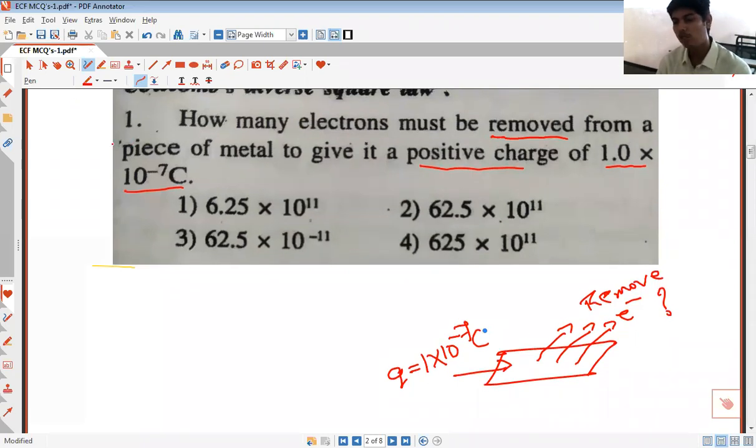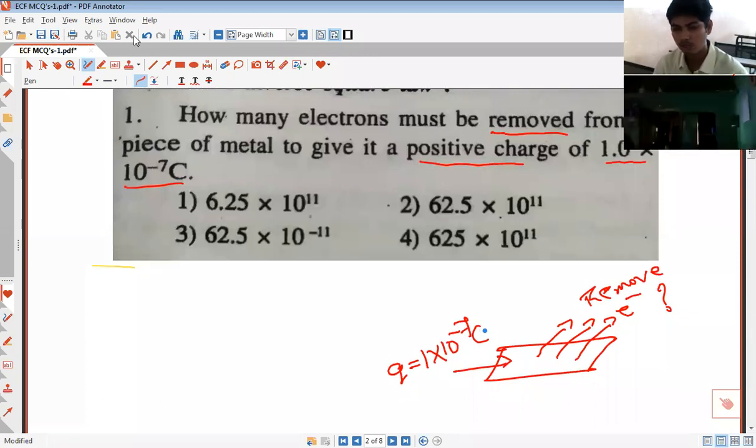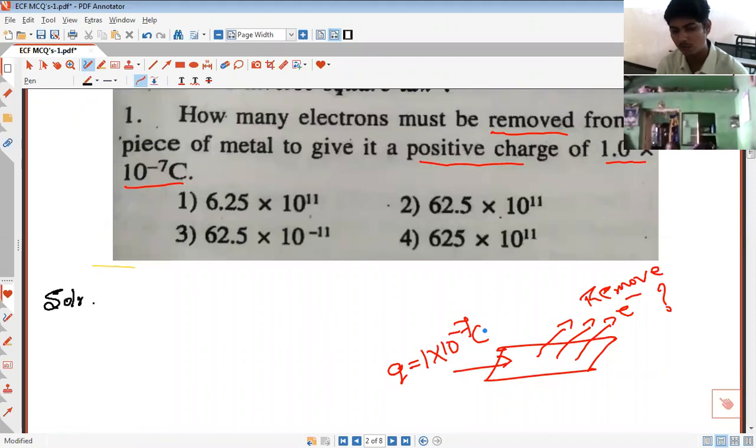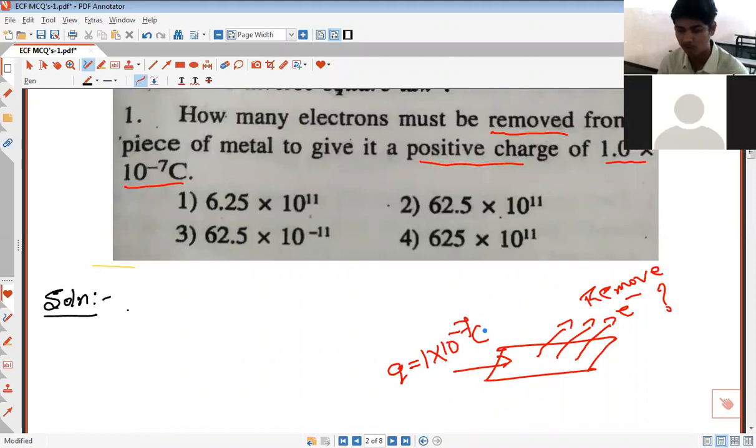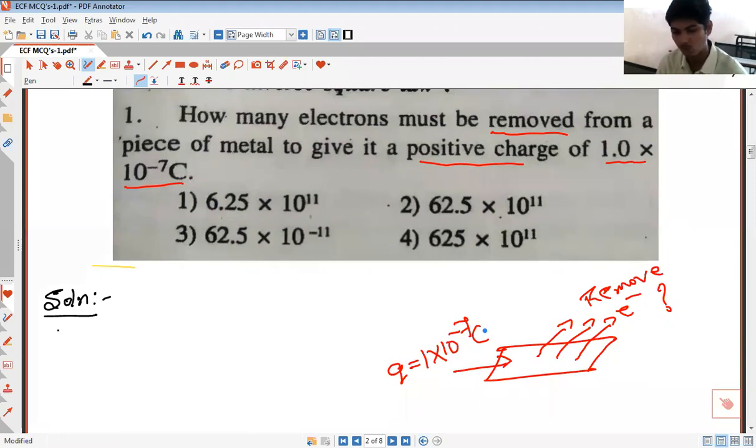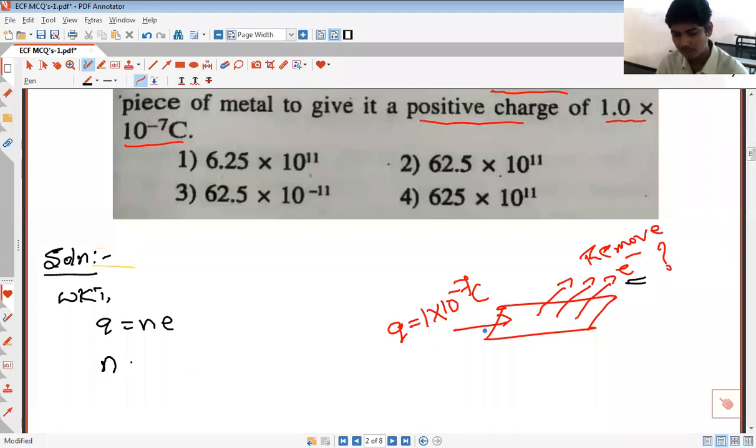I have told you, in order to calculate the number of electrons that must be removed or added to a body, we must make use of the quantization rule. We know that Q is equal to N into E. Charge is equal to N into E. We are asked to calculate how many electrons are to be removed, so I need to calculate N. So N will be equal to Q by E.